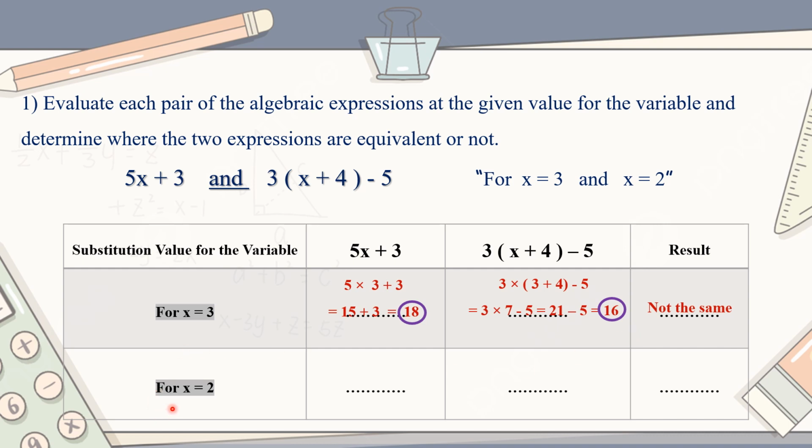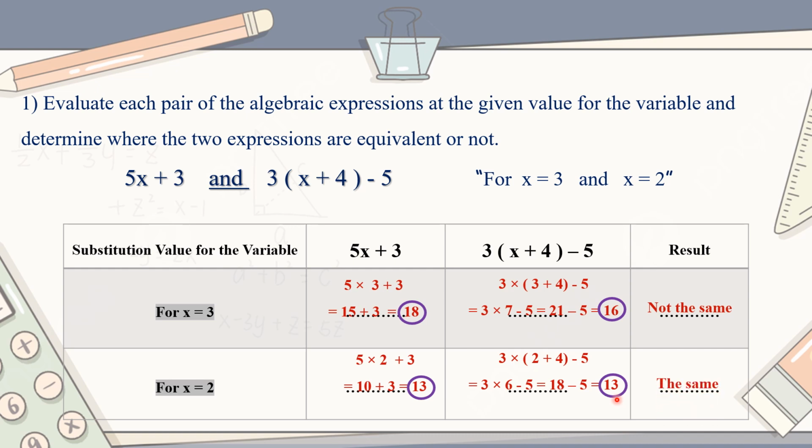If the value of x equals 2, in the first expression we get 5 times 2 plus 3. 5 times 2 equals 10, plus 3 equals 13. And in the second expression, we get 3 times (2 plus 4) minus 5, which is 3 times 6 minus 5. 6 is the value of the parentheses, 2 plus 4. We multiply 3 times 6 equals 18, minus 5 equals 13. The two expressions have the same value at x equals 2.